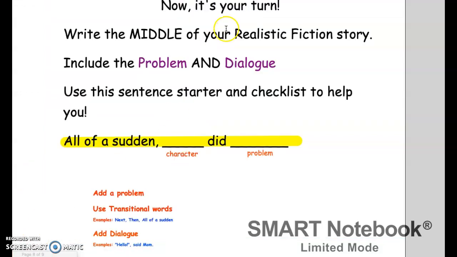Okay, so now it's your turn, boys and girls. You're going to write the middle of your story. You're going to add your problem, add your dialogue, okay? Use the sentence starter to help you if you're having a hard time. So you can write all of a sudden, or you can add any other transitional word you want. Write your character. All of a sudden, blank, your character did, and then you talk about the problem. And then if you really want to get fancy, you can add your dialogue.